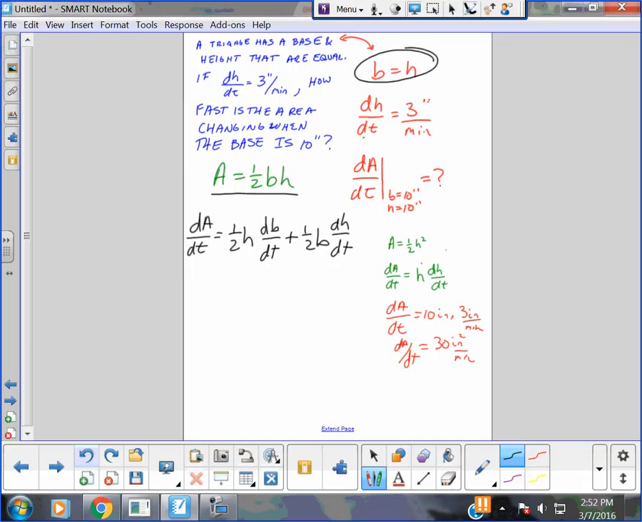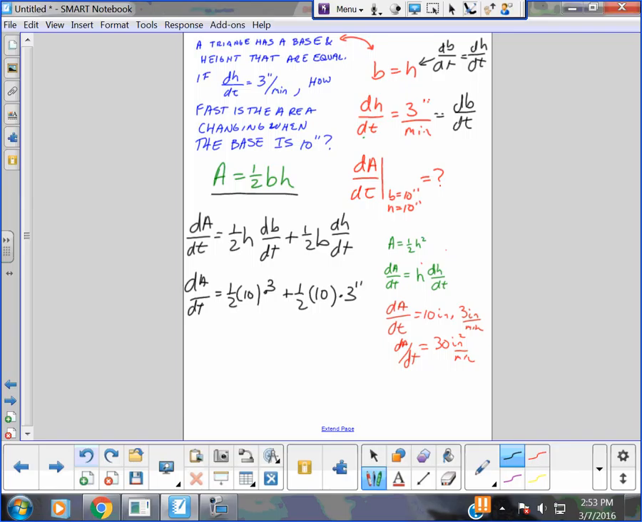What's b equal? h. What if I take the derivative of both sides of b equals h? dB/dt equals dH/dt. So now I know that this would also equal dB/dt. You guys agree? So now I can fill this in. dA/dt equals 1/2 times 10 times 3 inches per minute, plus 1/2 times 10 times 3 inches per minute.